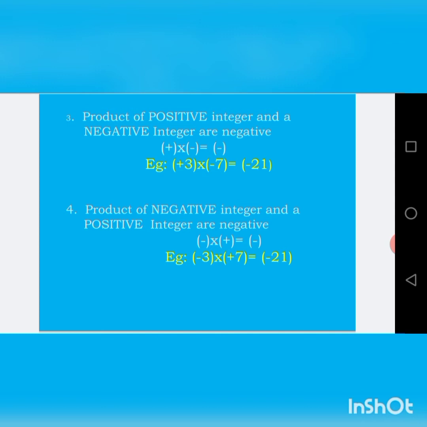Fourth rule is the same as the third rule. The product of a negative integer and a positive integer is negative. Minus into plus is equal to minus. Example, minus 3 into plus 7 is equal to minus 21.